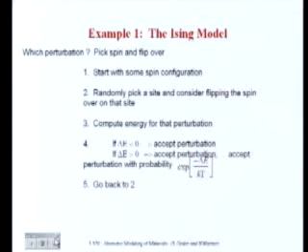An obvious perturbation is you pick a spin and you flip it over. So if it was up, you make it down. If it was down, you make it up. Calculate the energy for the perturbation. If it goes down, you accept it. If it doesn't, you accept it with a certain Boltzmann probability, and you go back. And as you can see, you can do this very fast.